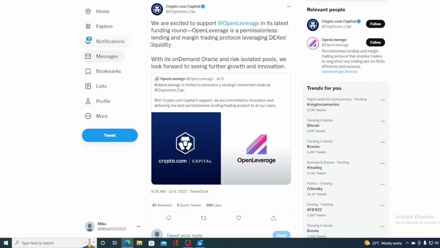Take a look at this. We are excited to support Open Leverage in its latest funding round. Open Leverage is a permissionless lending and margin trading protocol leveraging DEX liquidity with its demand oracle and risk-isolated pools. We look forward to seeing further growth and innovation. So Crypto.com is supporting Open Leverage.